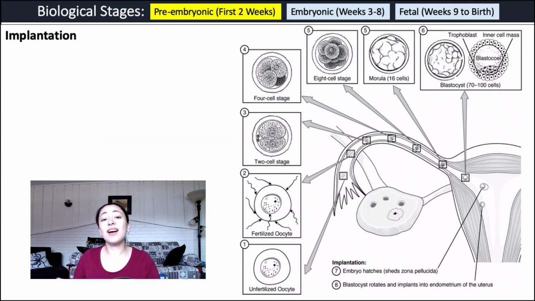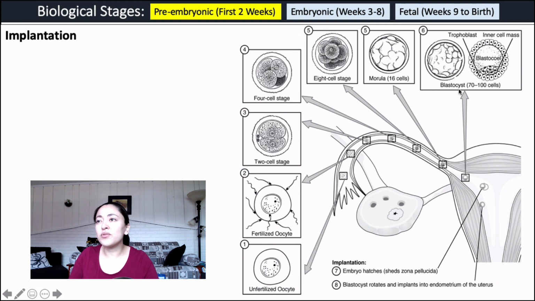So the pre-embryonic stage ends with implantation. Let's talk a little bit about the timing of this event and where exactly it occurs. So let's step back a little bit. Here's the unfertilized oocyte. It becomes fertilized, remember, in the distal end of the uterine tube, and then it undergoes multiple stages of cleavage. Once it becomes the morula, it will enter the uterus.